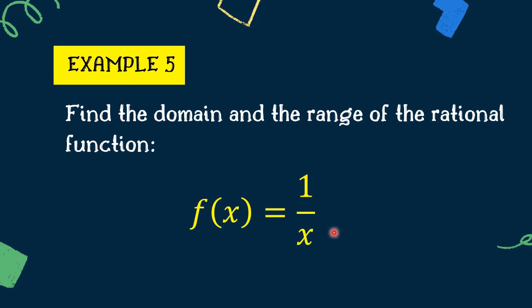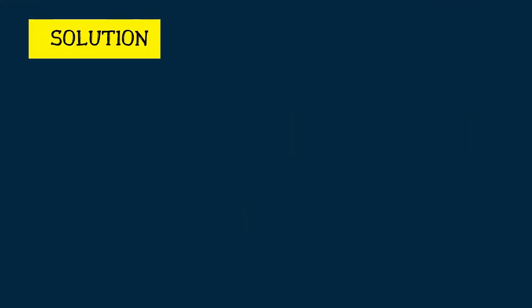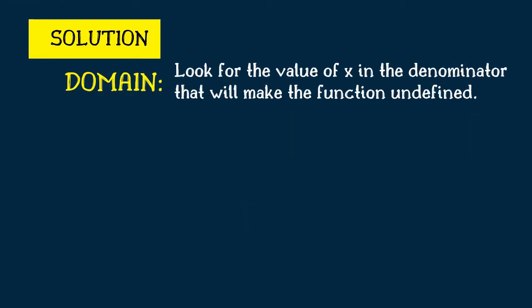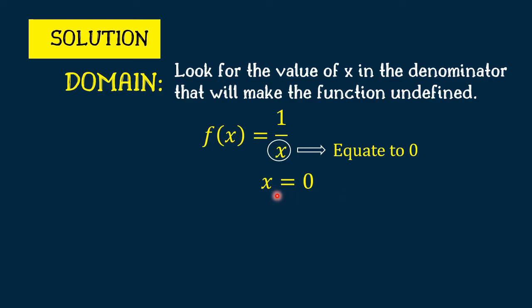Next, we have this rational function f of x is equal to 1 divided by x. First, we have to find the domain. I know you are already familiar with how to find the domain since we are now on the 5th example. So to find the domain, we will equate our denominator to 0 so that we can identify the value of x that will make the function undefined. So to do that, we already have the value of x which is equal to 0, since there is only x in the denominator. Therefore, x is equal to 0.